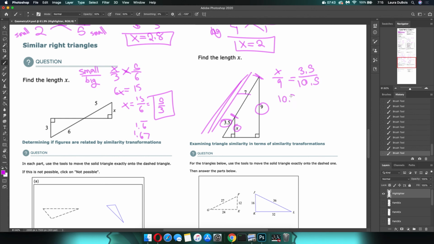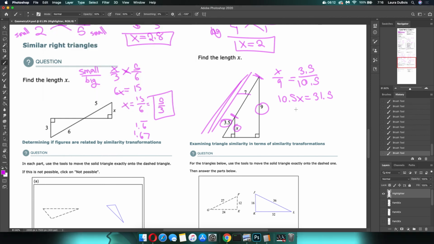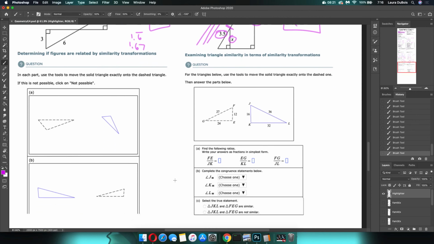So 10.5x equals 31.5, I think. Let's double check with a calculator. 9 times, what was it? 3.5. Yes. Okay, and now if we divide by 10.5, what do we get? 3. Oh, good, we got lucky. So x equals 3. Okay, so far so good. We're looking pretty confident now. And now we wrap up.